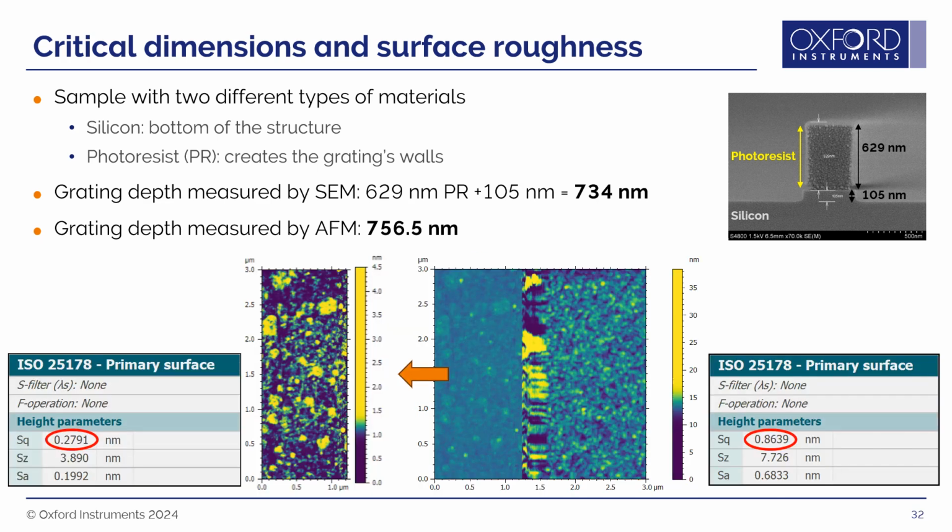Once the AFM image was acquired, AR Maps software was used to determine the ISO standard surface roughness of both regions. As expected, the silicon is smoother with a roughness of about 0.28 nanometers versus 0.86 nanometers for the photoresist. This finding is not surprising as the photoresist texture is also seen in the SEM image, but it is only the AFM data that provides quantitative surface roughness values.